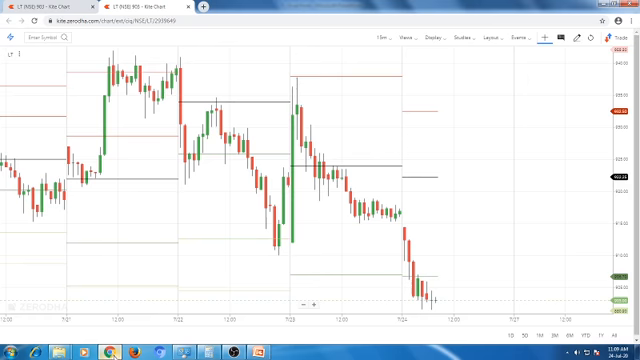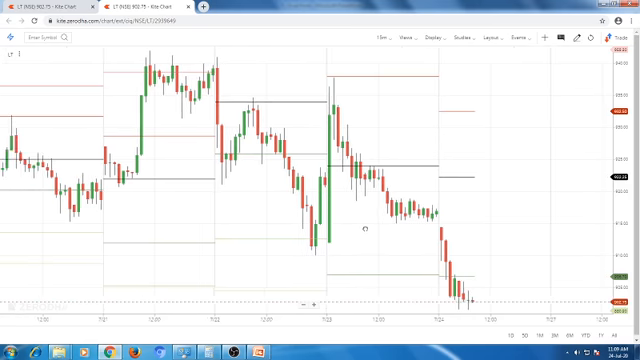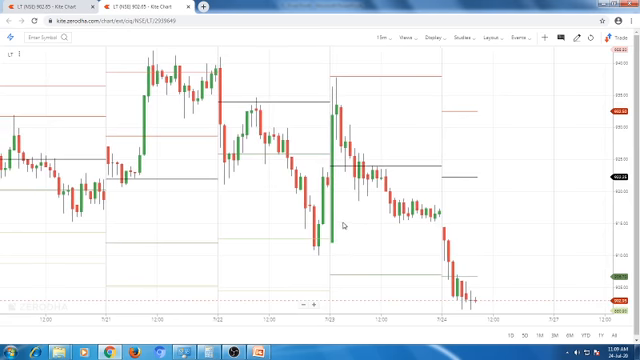So we will see in the chart again. On this particular day, you can see it opened below the pivot level, but once it crossed the pivot level, it reached resistance 1, and again it bounced back and hit the pivot. Once it crossed the pivot, it started coming down, but it did not hit the support zone.